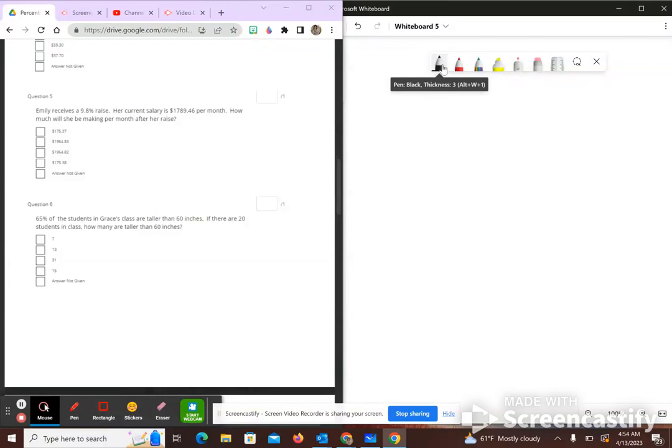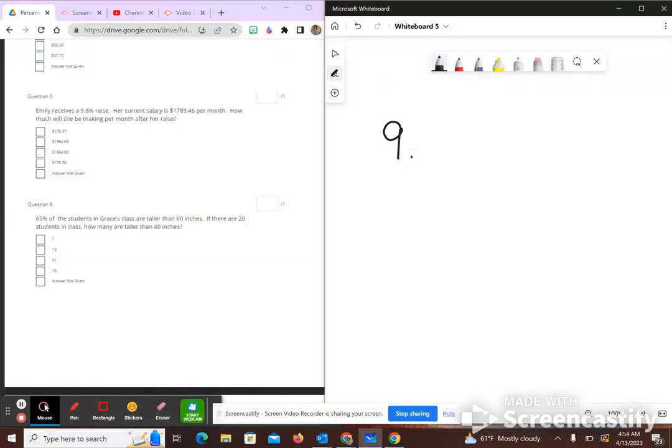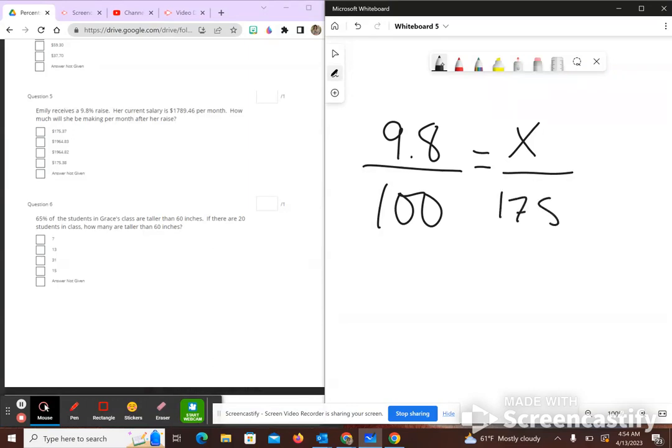The 9.8% is the amount of her raise, okay? So, I'm going to figure out what her raise is going to be. I'm going to use the proportion method again, and I'm going to write 9.8% as a ratio out of 100. And then I'm going to set that equal to X over her total salary. So that is how I set up the amount that I figure out is going to be her raise.